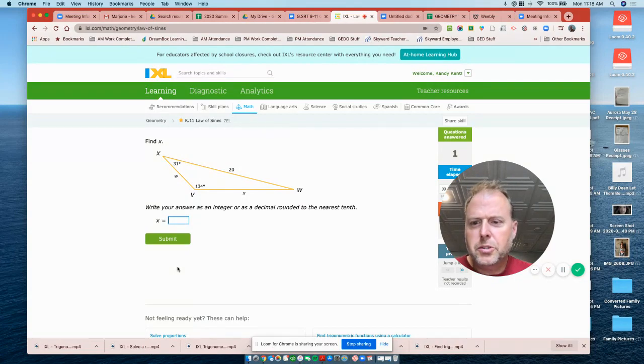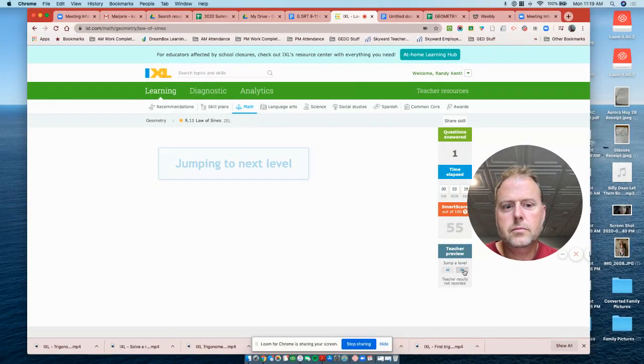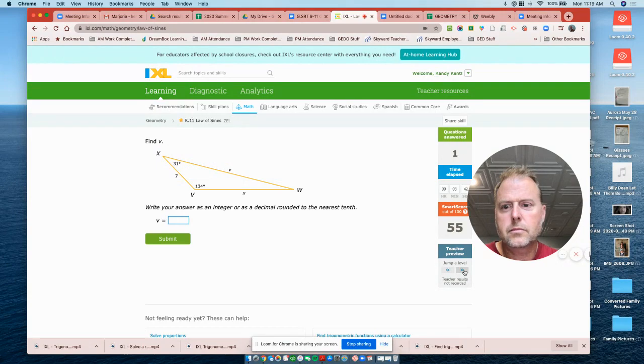Let's see if there's anything else we should know here. We would just set this one up. It wants to find x, so that would be x over the sine of 31 equals 20 over the sine of 134. Plug in your numbers, cross multiply, and you get your answer. Let me see what the next level looks like. So we just have v over the sine of 134 is equal to x over the sine of 31. Again, pretty straightforward like we've done before.